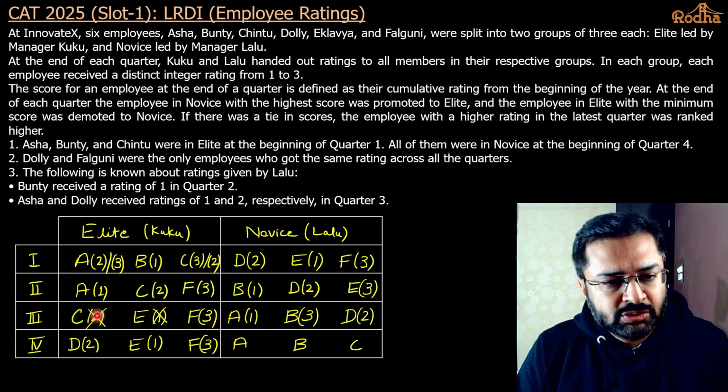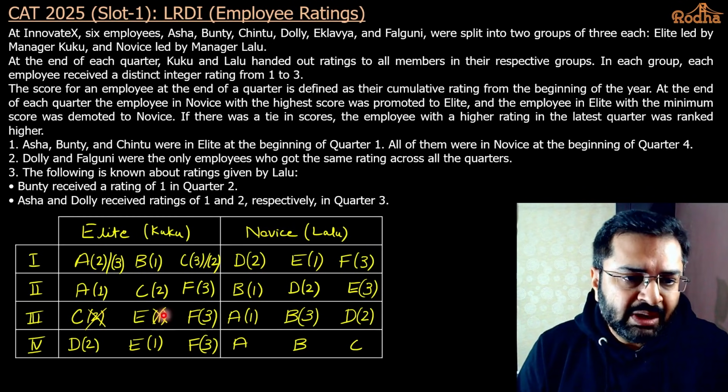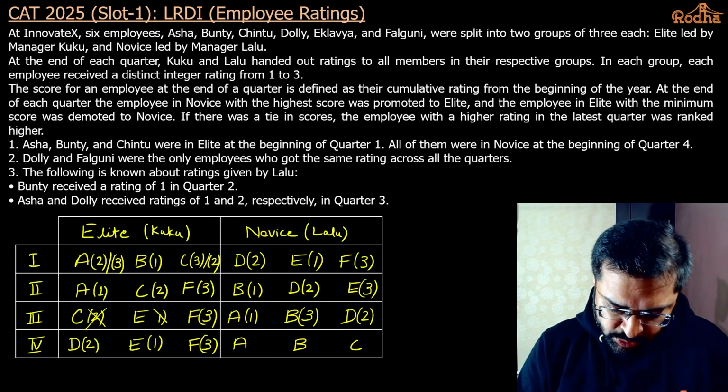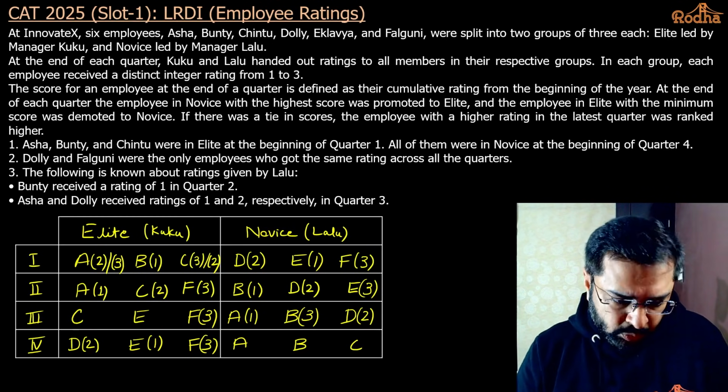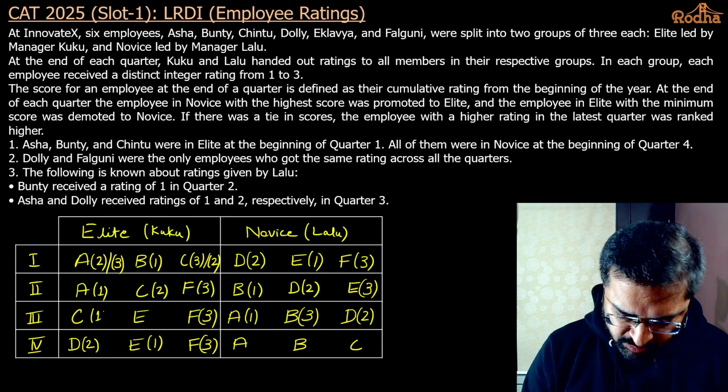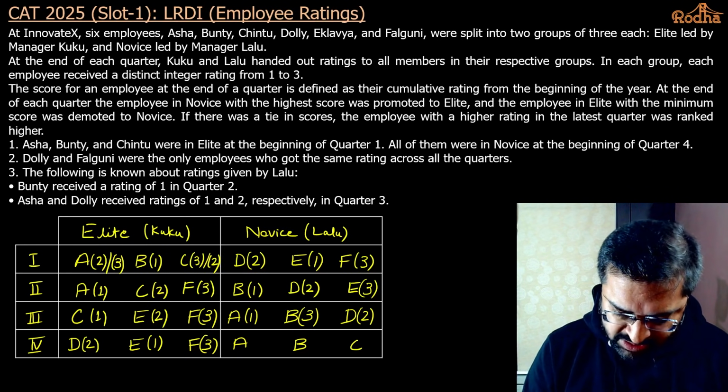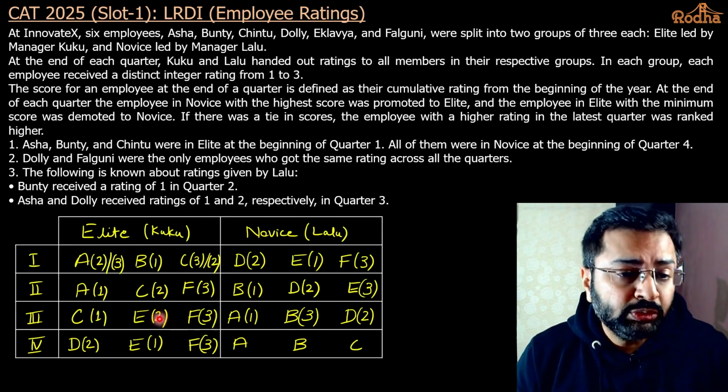So it has to be the reverse. So this C has to get a 1 and E has to get a 2. Then only it's possible. And we'll look at if this is actually working or not, because there are two cases. So we have to figure out if both are correct or not.